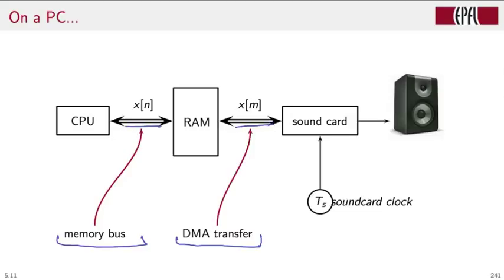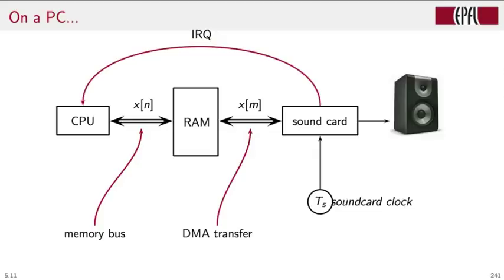The problem, of course, when you have two asynchronous processes is how you have them communicate. In particular, how does the sound card tell the CPU that more data is needed? This problem is solved by having the sound card issue an IRQ, an interrupt request to the CPU, and when the CPU receives this signal, it will put another batch of data in memory for the sound card to access.